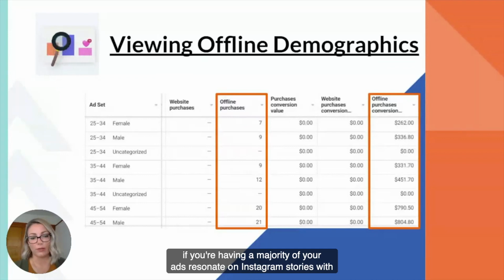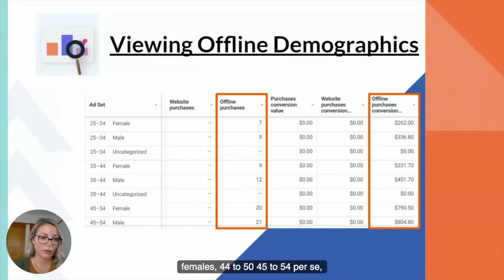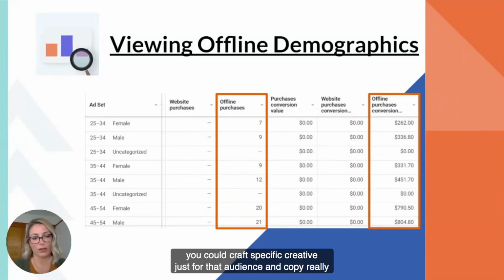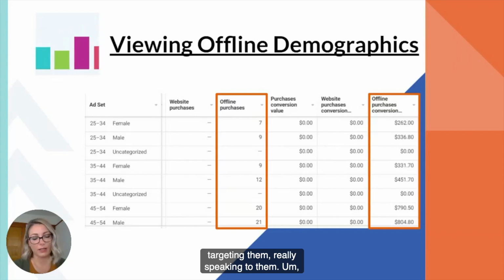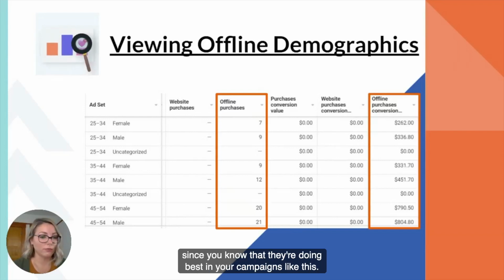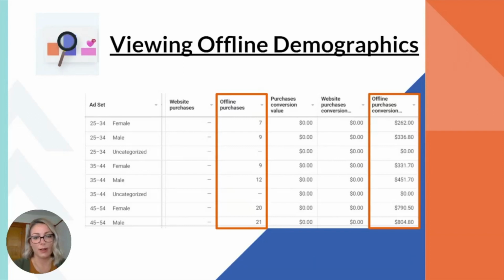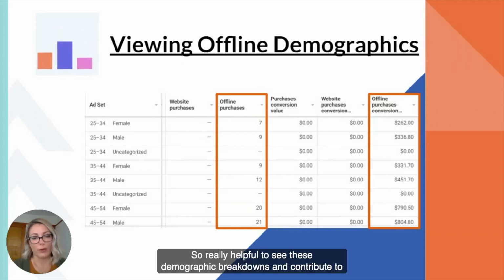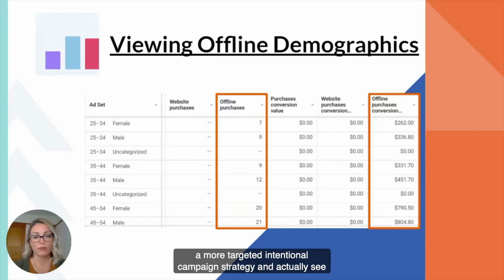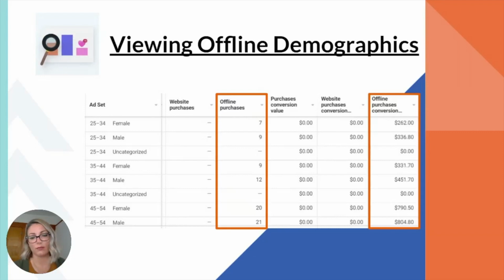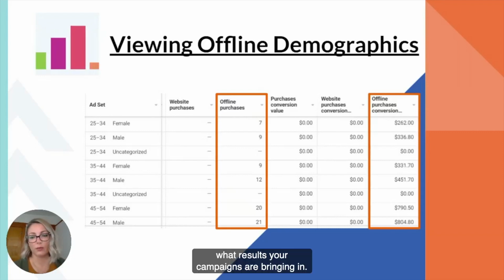Super helpful when you're crafting campaign strategy, when you're creating certain creative. If you're having a majority of your ads resonate on Instagram stories with females 45 to 54, per se, you could craft specific creative just for that audience and copy, really targeting them, really speaking to them, since you know that they're doing best in your campaigns. So it's really helpful to see these demographic breakdowns and contribute to a more targeted, intentional campaign strategy and actually see what results your campaigns are bringing in.